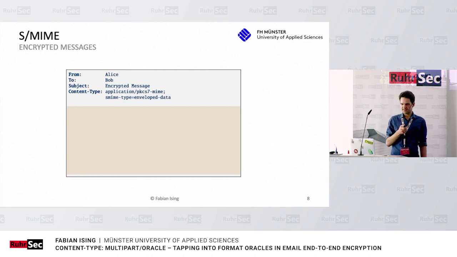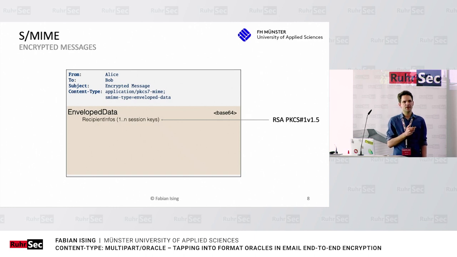Again, this starts, of course, with a normal MIME message, the header. And in this case, the content type is application/pkcs7-mime, which is just another word for the Cryptographic Message Syntax, or the CMS, which is just the binary container format for, well, cryptographic messages. So in this case, we have another parameter here, the smime-type, which is enveloped-data, which just means we will use the CMS type EnvelopedData, which is an encrypted message.